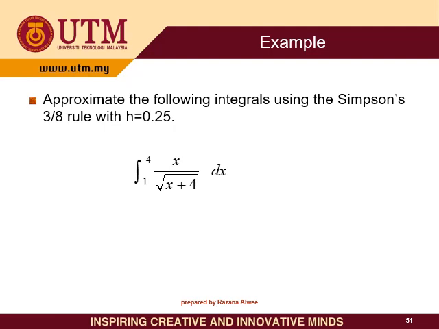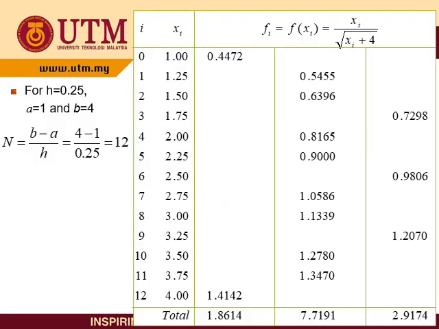Okay, now we go to the example of the 3/8 rule. Same question. This is the same f(x) as before, but now with h of 0.25 only. Okay, we try to see how to answer this. Again, make this table, the 3/8 table. It will consist of 3 columns.